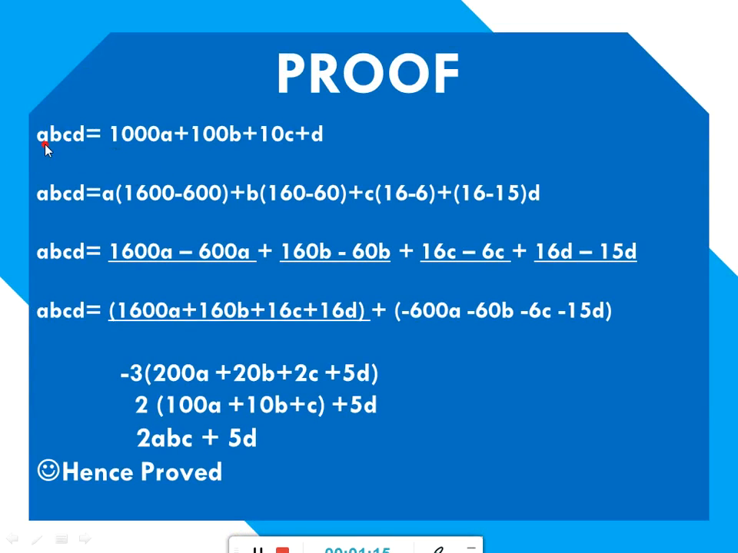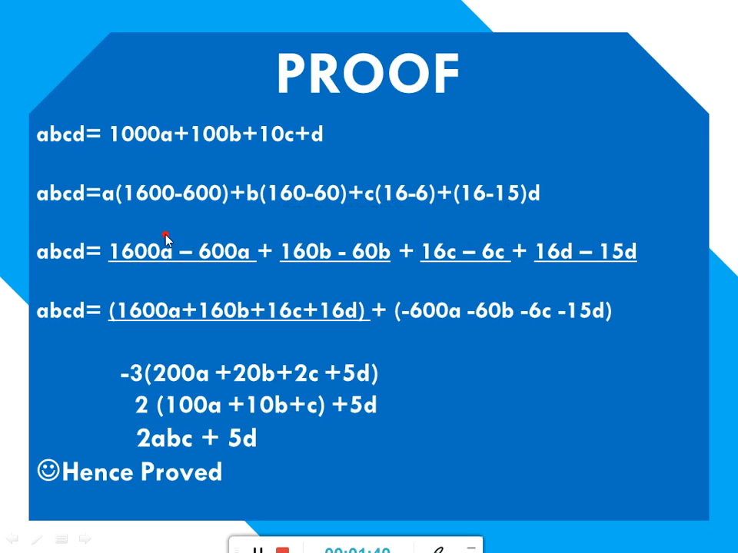I have my number over here, abcd, and its expanded form: 1000 times a plus 100 times b plus 10 times c plus d. And again, I have written that such that one term is at least divisible by 16. So I have written 1000 as 1600 minus 600, and 100 as 160 minus 60, and 10 as 16 minus 6, and 1 as 16 minus 15.